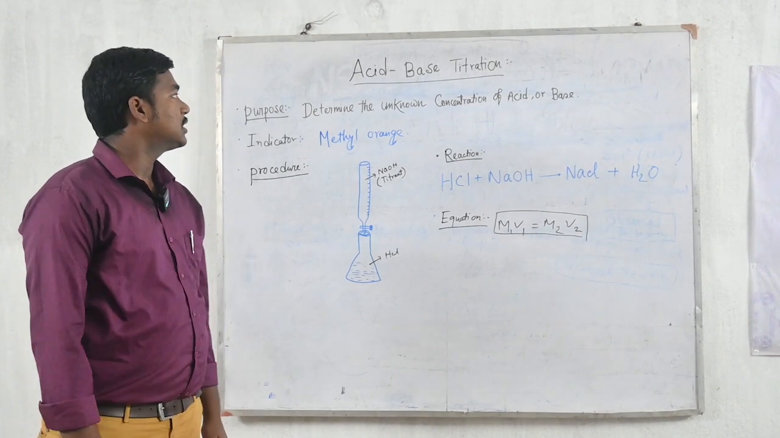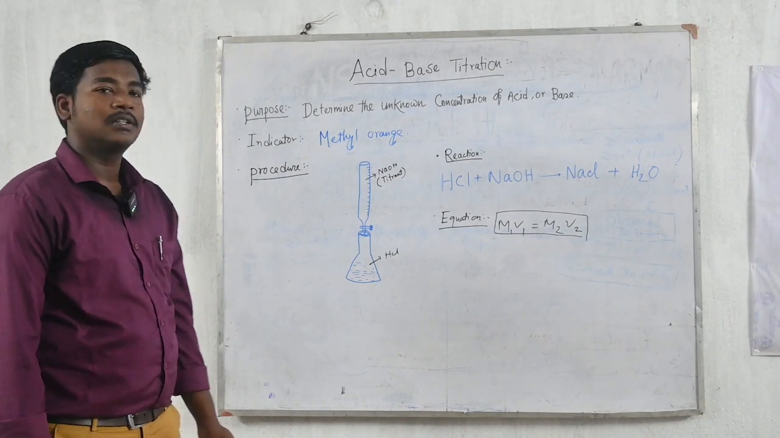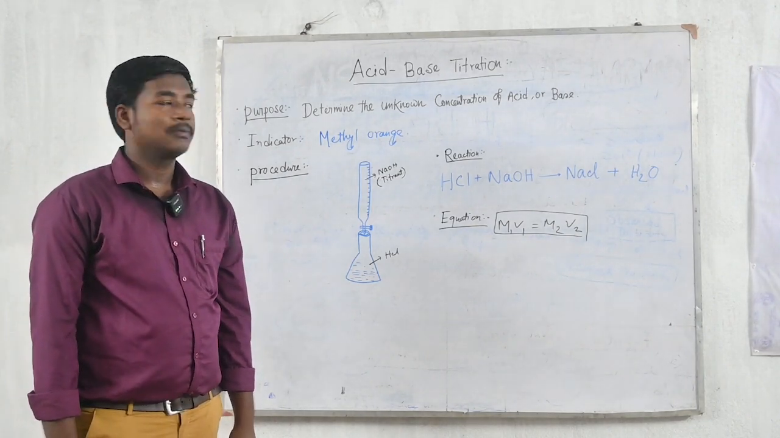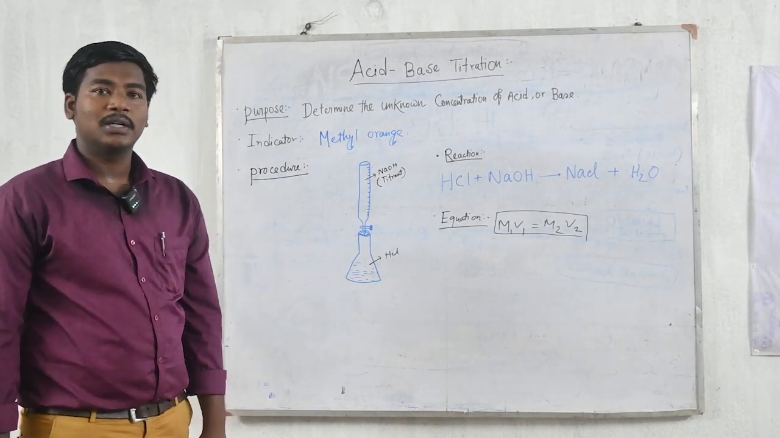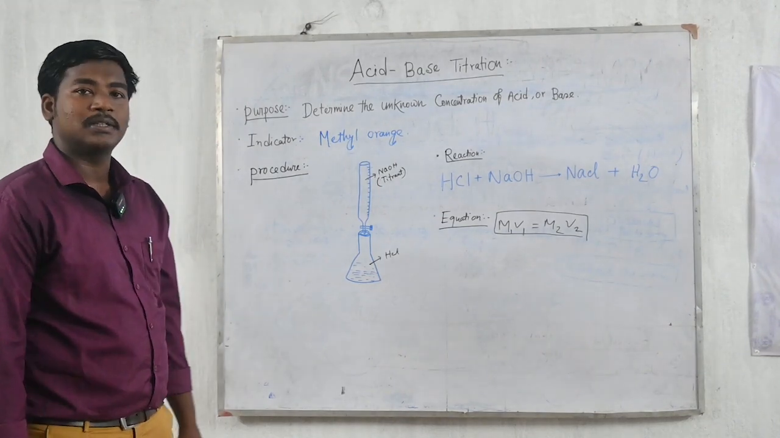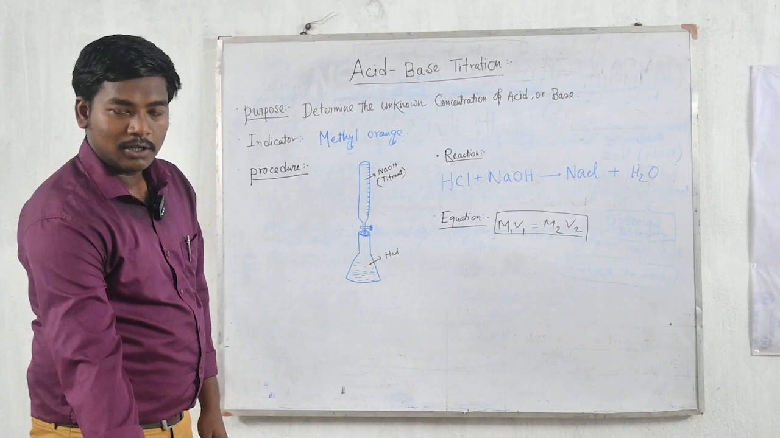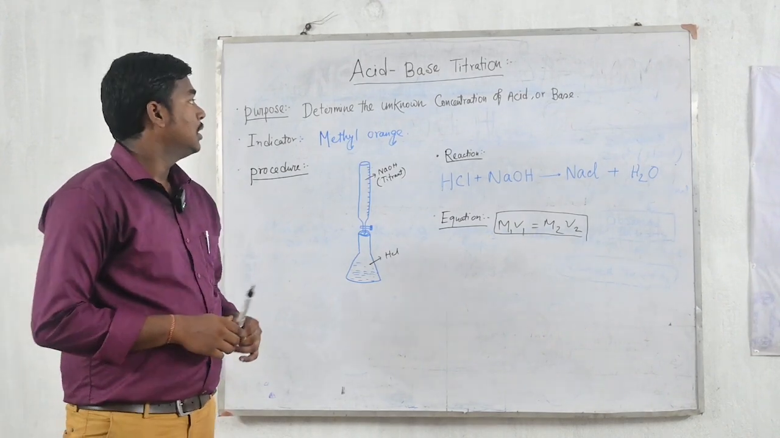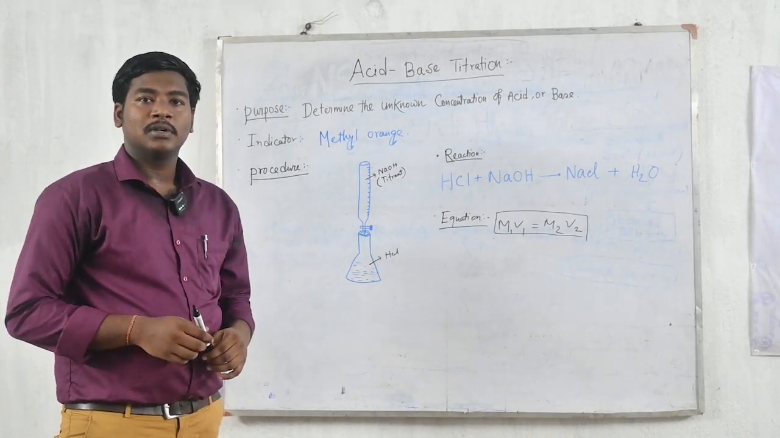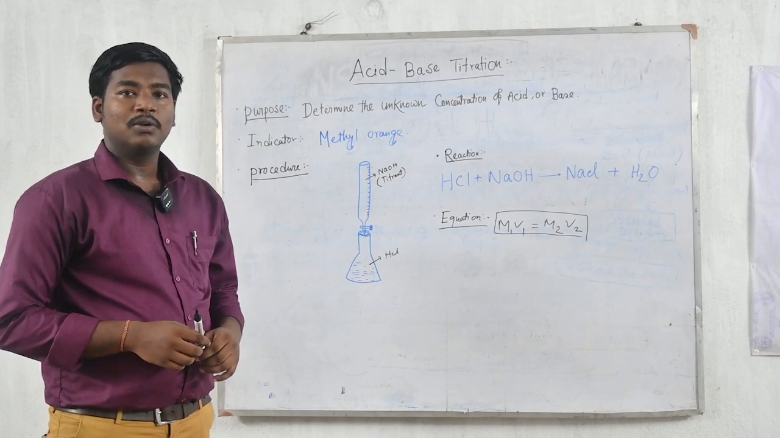Today I am going to discuss the topic acid-base titration. So before going to the discussion about titration, first of all we have to understand what is acid and what is base. We can define acid and base by three theories or three concepts, that is the Arrhenius concept, Bronsted-Lowry concept and Lewis concept.